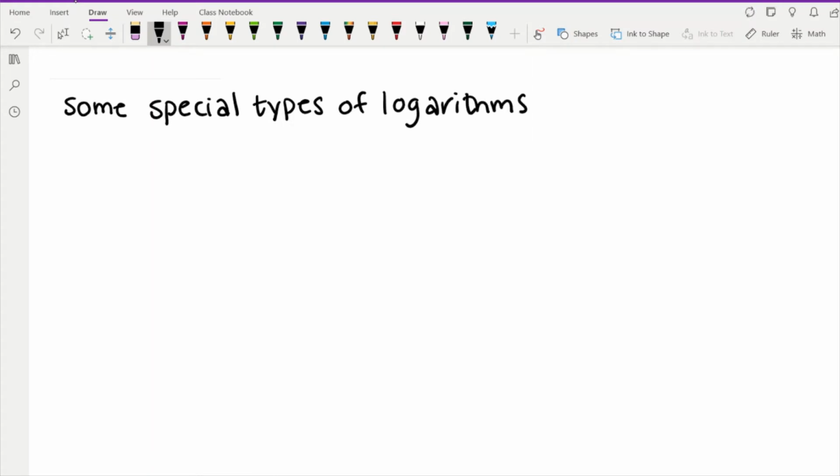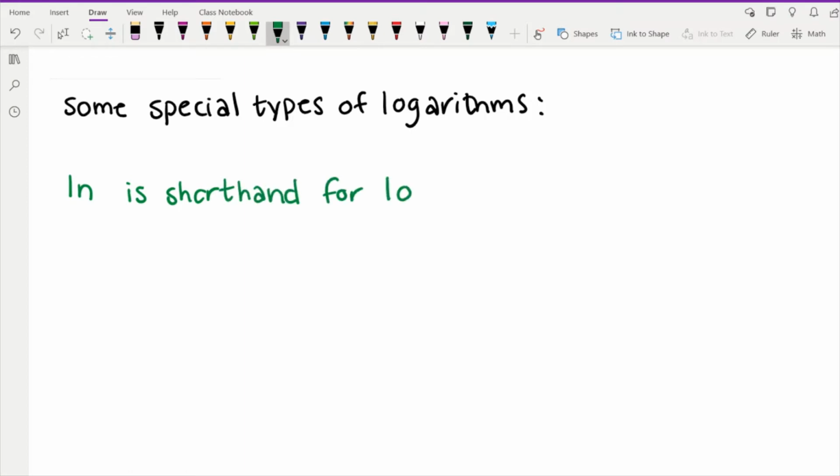So there are two special logarithms that just happen to come up a lot, especially in the sciences. And because they are special, they have a special name. If you ever see ln, just like that, without a base written, without the word log, it's literally the letter L and the letter N.